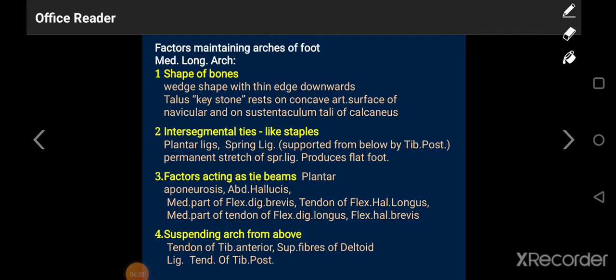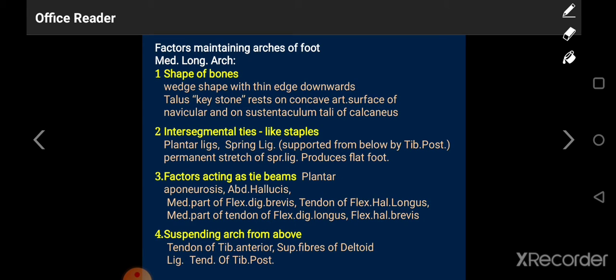So the factors which are maintaining the medial longitudinal arch are the shape of the bones, the wedge shape with thin edge downwards, and here the talus is the keystone, which is resting on the concave anterior surface of the navicular and on the sustentaculum tali of the calcaneus.